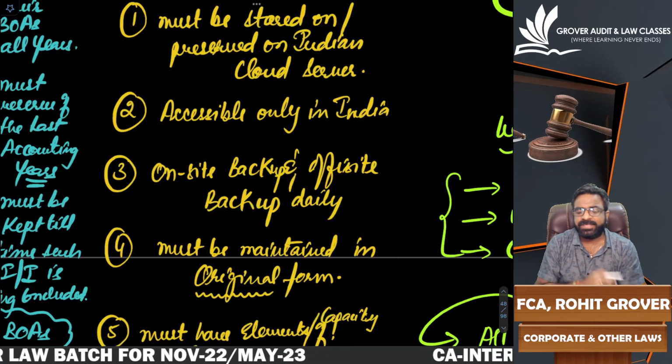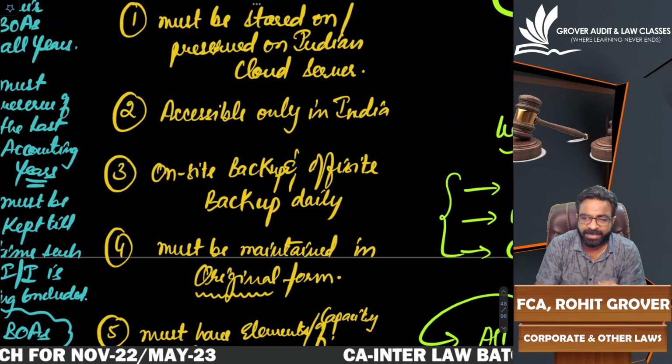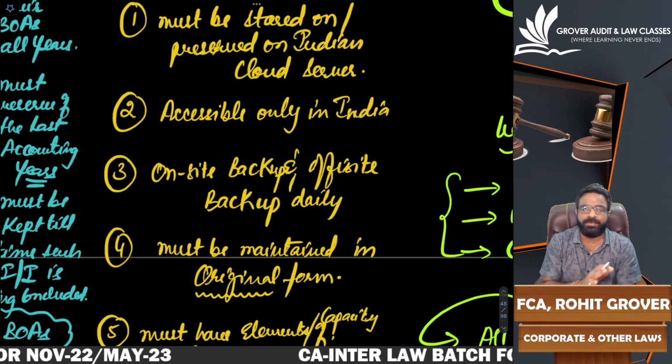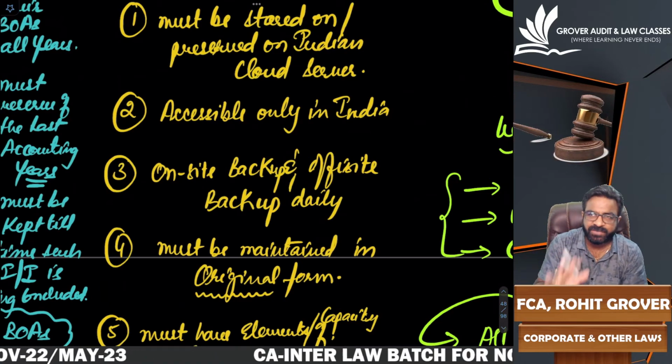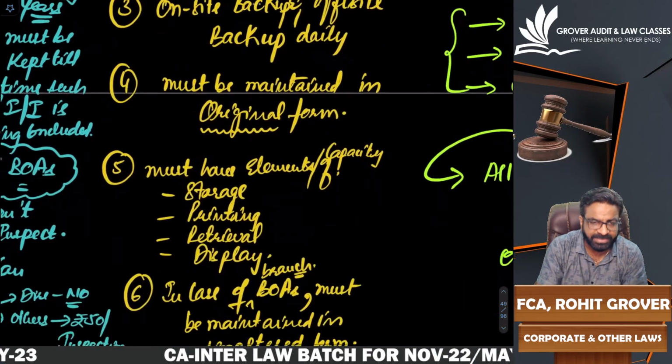Next one. Must be maintained in which form? Original. It means you are not allowed to maintain it in any other form. Oh, sorry, it should be maintained in the original form. Any other form is allowed or not allowed? Not allowed.